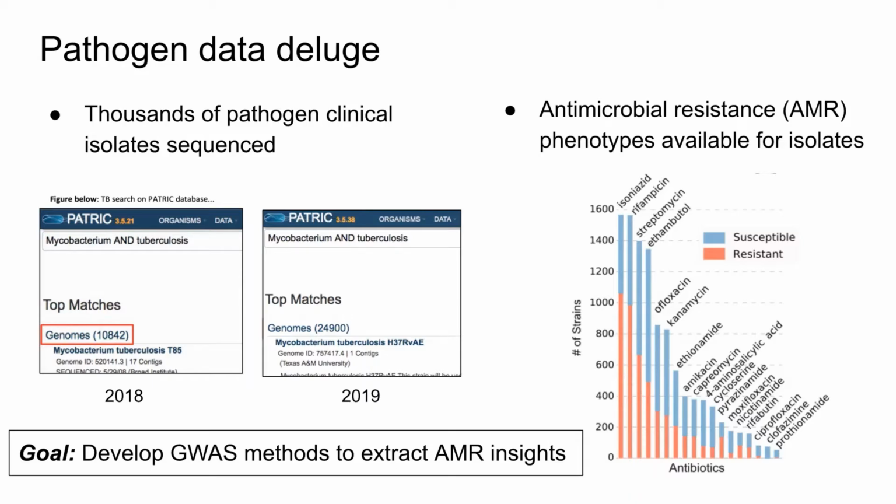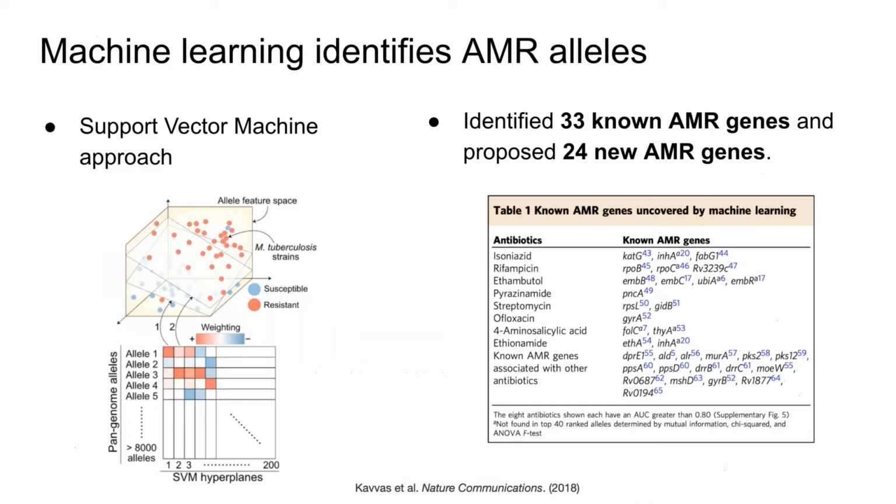So we know whether these strains are resistant or susceptible to a wide range of antibiotics. So the goal here would be to leverage this data deluge to extract insights into antimicrobial resistance, both genetic and metabolic. So the first approach did not use any knowledge. This was a pure machine learning approach.